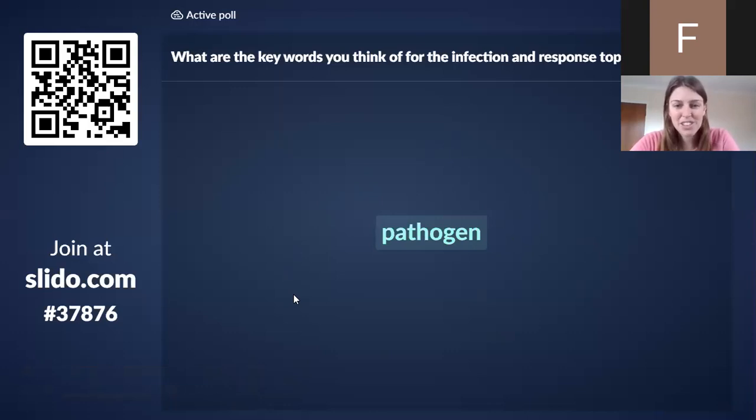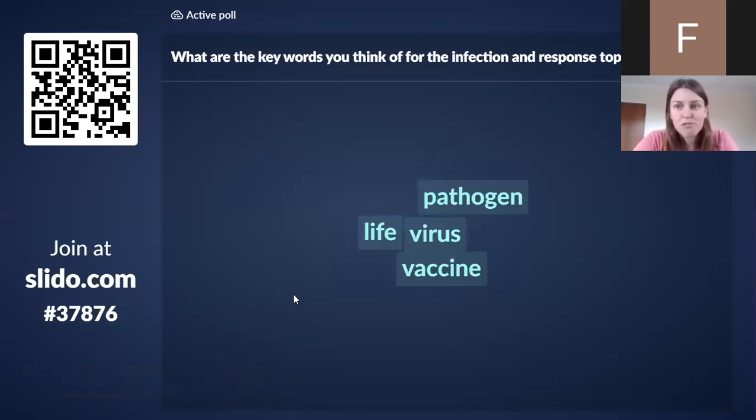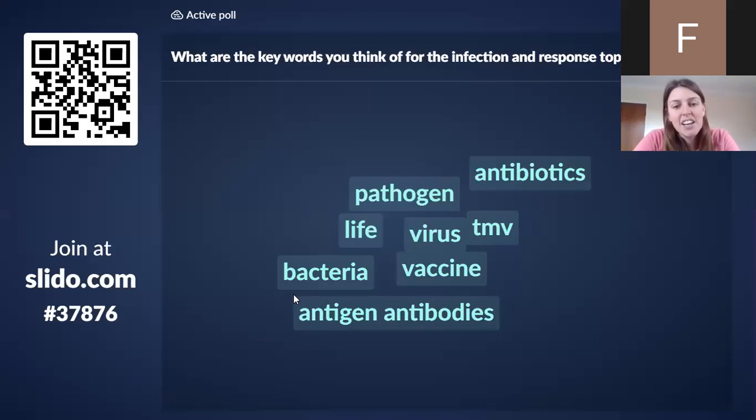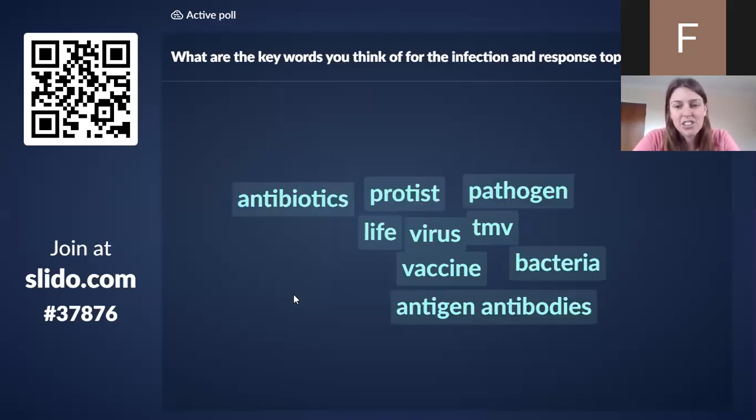Good. Okay, pathogen. Excellent. Any more? Put in as many as you can think of. So what were the topics that we talked about? We talked about different diseases, different pathogens from different organisms. Good, nice. Virus is in there. That's one of the types of organisms that we talked about. Life, antibiotics, vaccines, really good. Antigens, brilliant. Antibodies, yeah, really good. Good to know the difference between those. Sometimes that's a bit difficult.